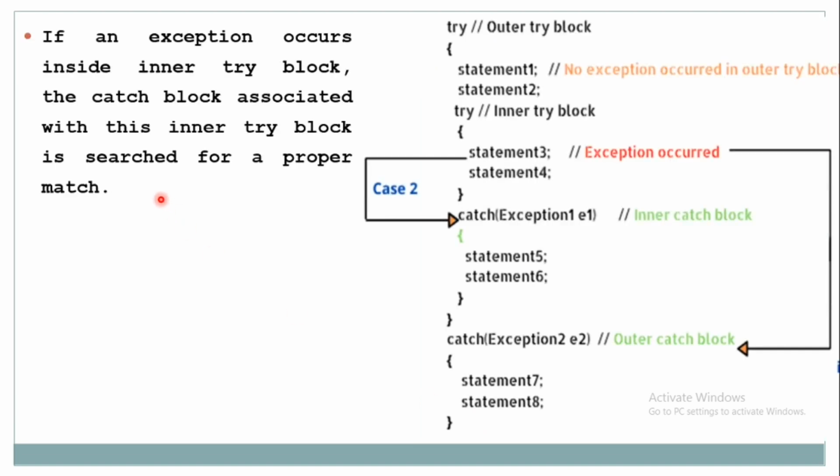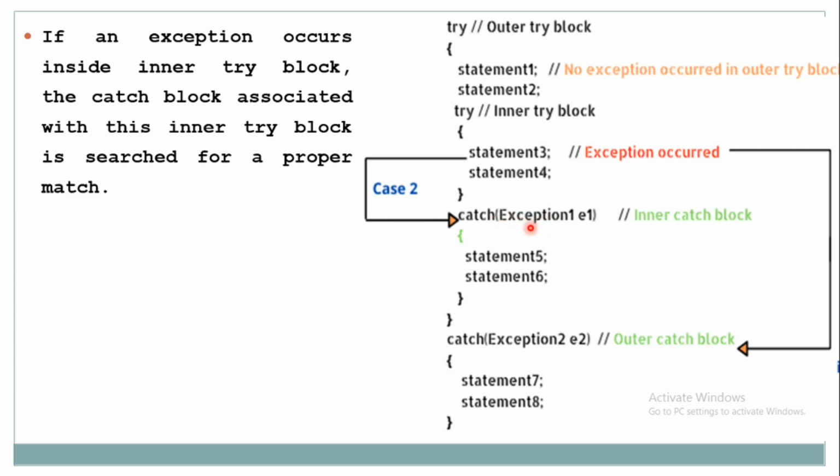Now, if an exception occurs inside an inner try block, the catch block associated with this inner try block is searched for a proper match. If an exception occurred in an inner try block, then that inner catch block is verified whether it can handle the exception or not.